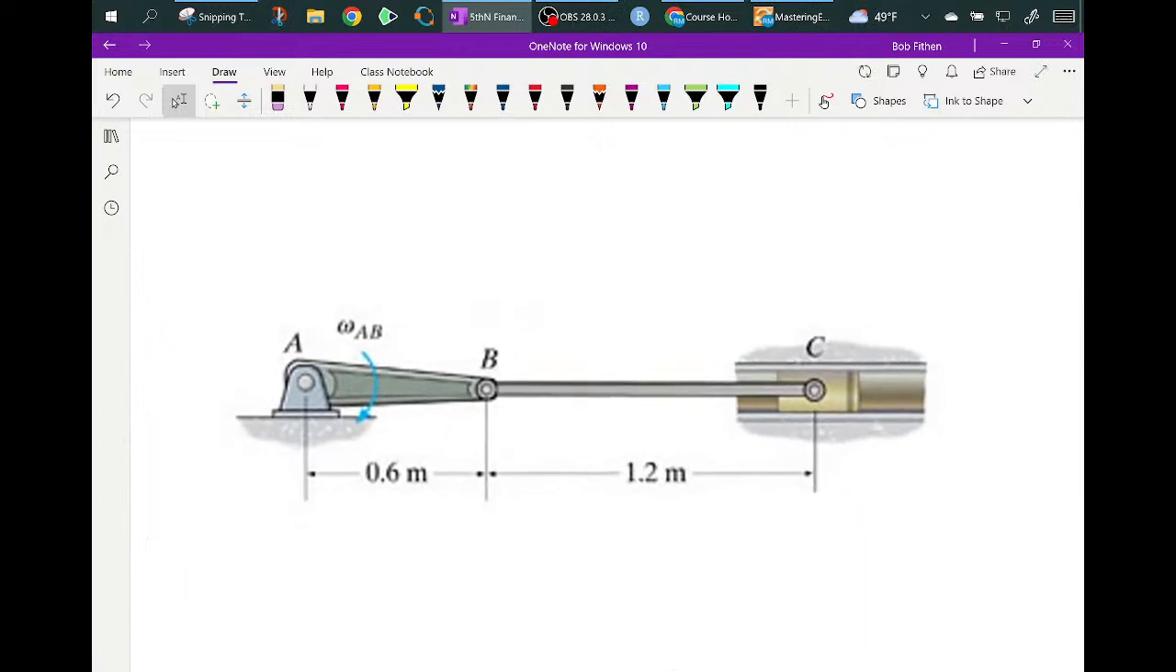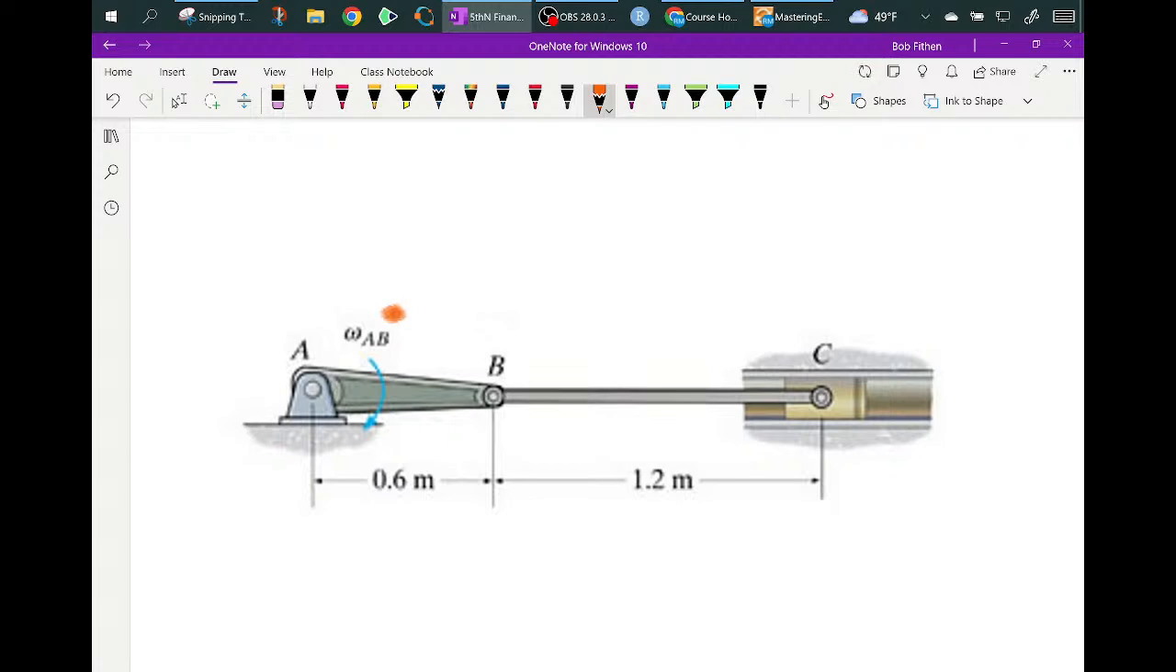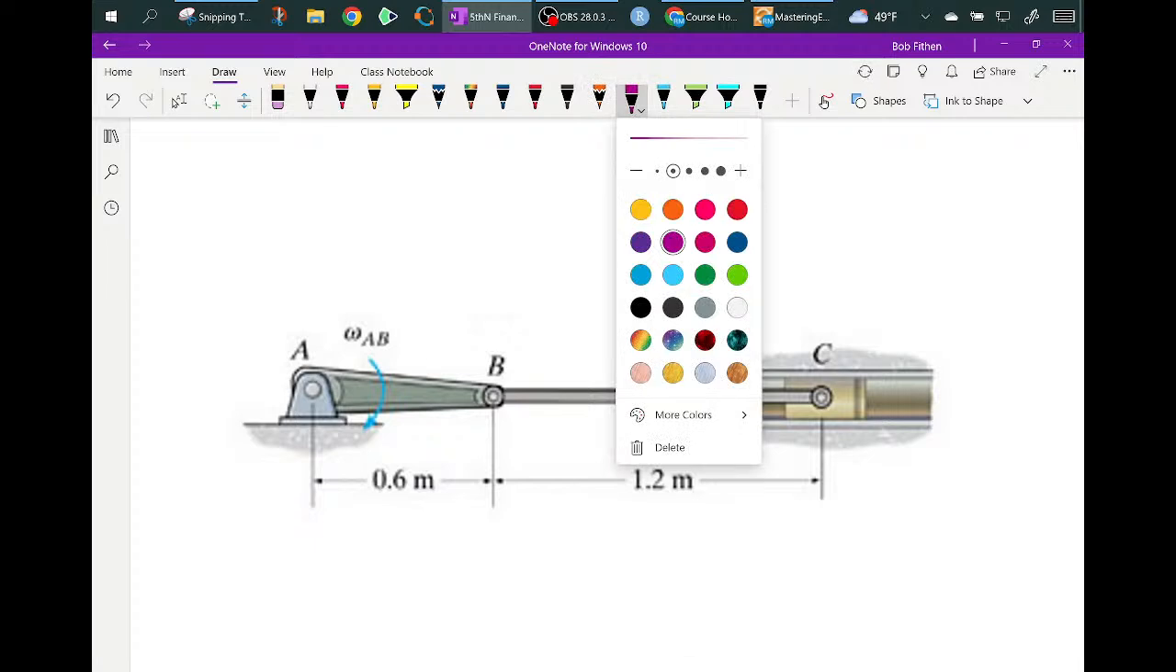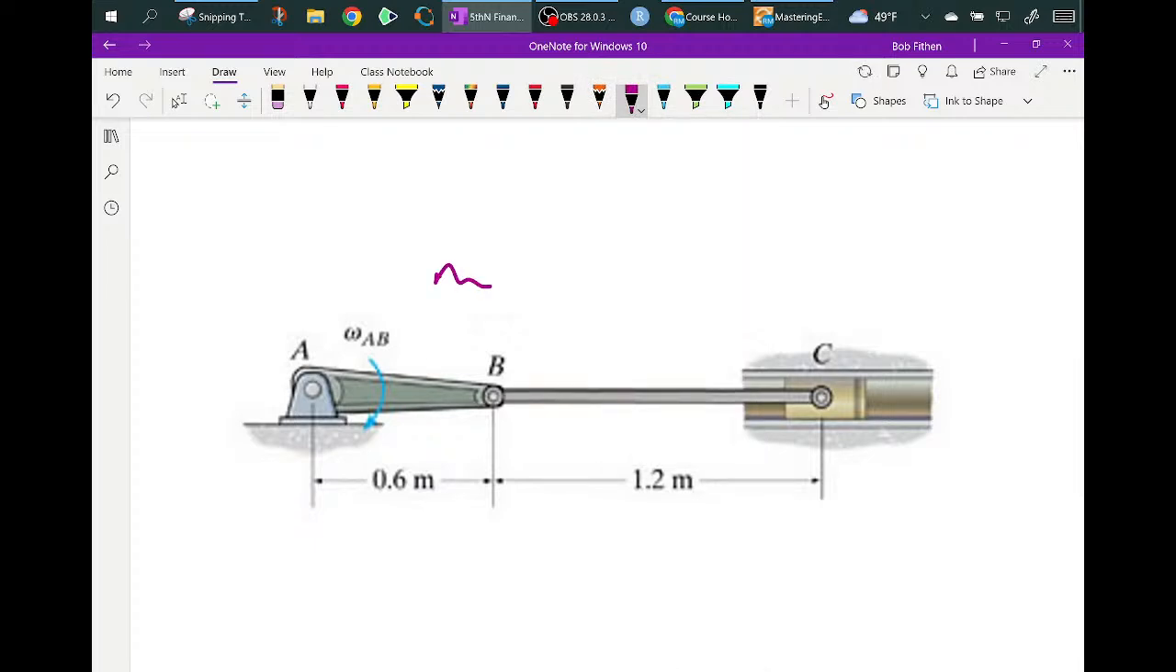Two ways you can look at this one. One is with the instant center, and this one will give you some interesting pause for thought. Let's say that we got measurements here and here. Just to make my life simple, let's just say that's 1.